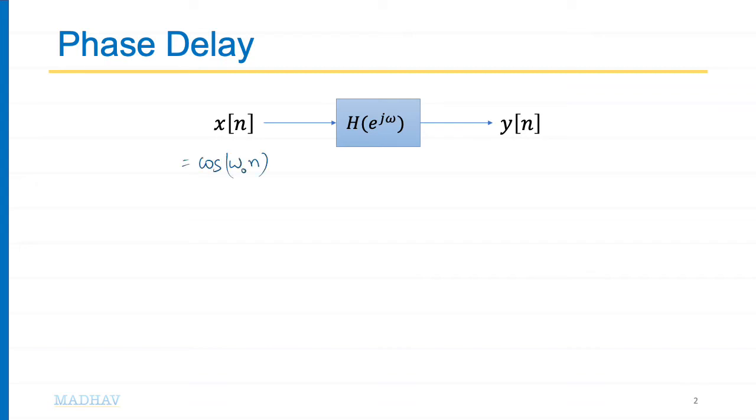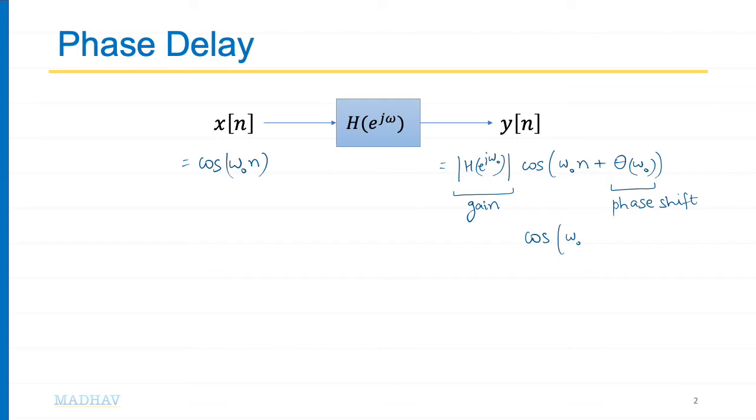And let's see what an LTI system does to a real sinusoidal signal. It just has some gain term and it has some phase delay term. This is the phase shift, okay, and this is the gain. Now, look at this term, the phase shift term.